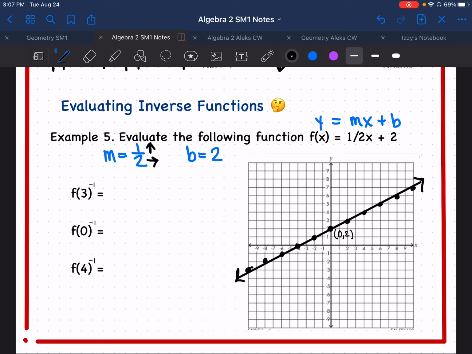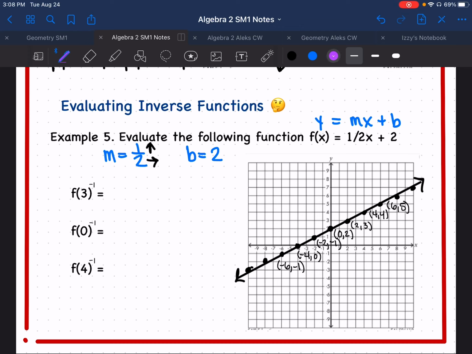There we go. All right, so this one is 2, 3. This one is 4, 4. And this one is 6, 5. There we go. That should be good. And then let's go ahead and do the negatives. So we have -2, -1. We have -4, 0. And we have -6, -1. Now remember, each of these ordered pairs are an x and a y.